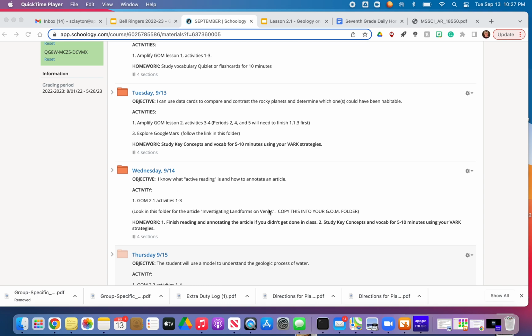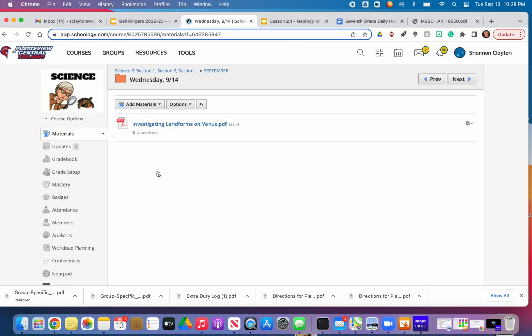Inside this folder is a copy of an article that you're going to read, and I don't think that I have very much time for the kids to read this, so this is really truly homework for you. You're going to finish reading and annotating this article, and I'll remind you towards the end of the video today.